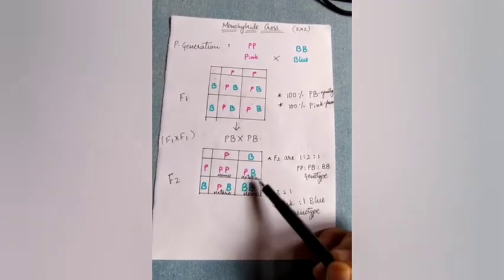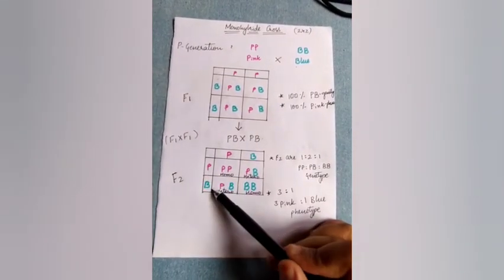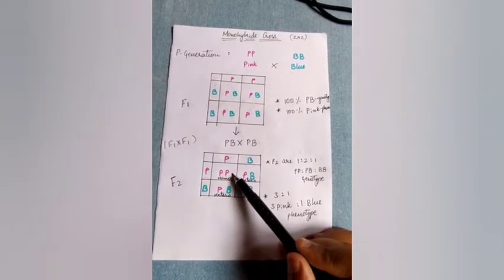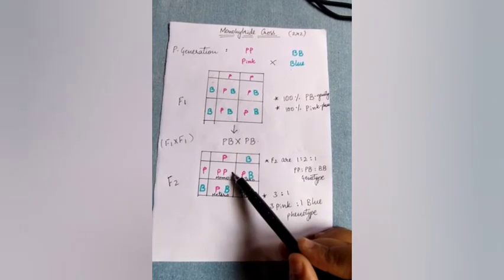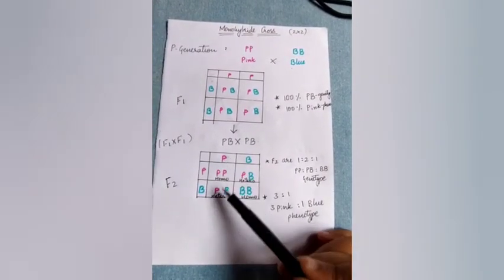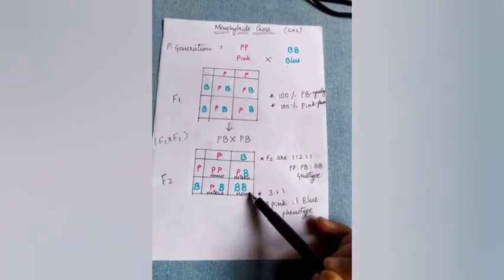cross it in the Punnett square, P, B and P, B. P crossed with P, we get PP, which is homozygous. P cross B, which is heterozygous. B cross P, that is also heterozygous. B cross B is homozygous.